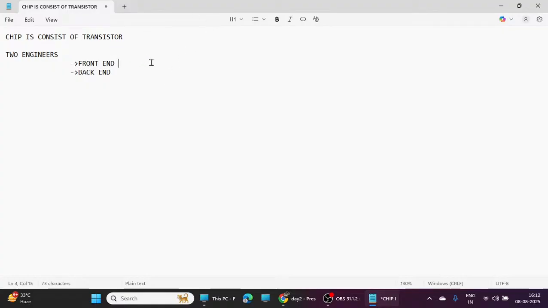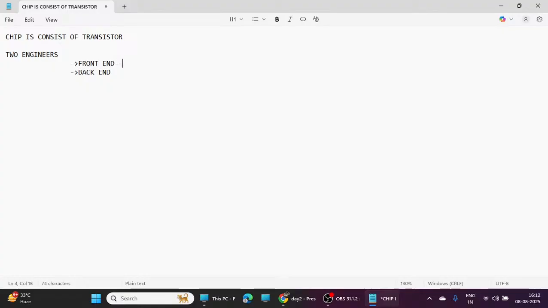And then, the front end engineer will write the design code for the chip. Design code is nothing but instructions for the transistors, so how the transistor will act. This designing code part will be taken care of by the front end engineer.